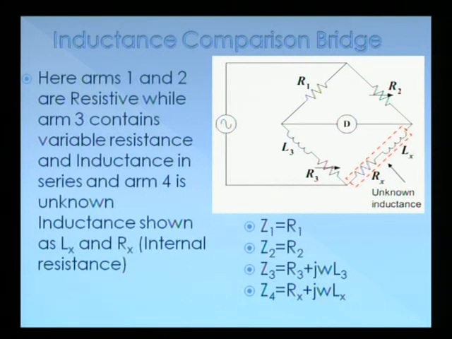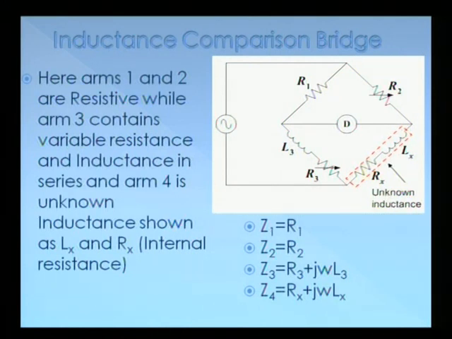The second type of bridge in AC category is the inductance comparison bridge. The only difference between the capacitance comparison bridge and the inductance comparison bridge is that the lower two arms are replaced. The upper two arms remain as they are, that is both of the arms resistive, while in the lower two arms, the third arm has an inductance connected along with a variable resistor, while the fourth arm has the unknown inductance connected for the measurement.